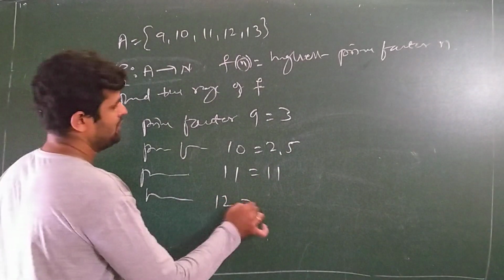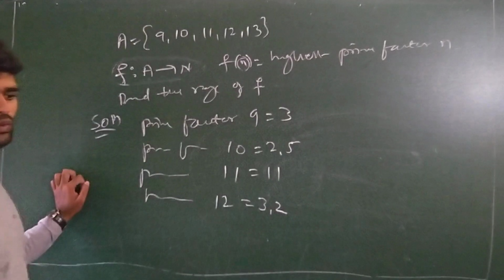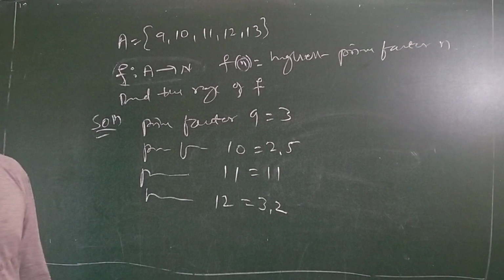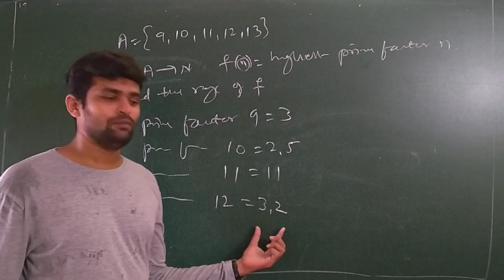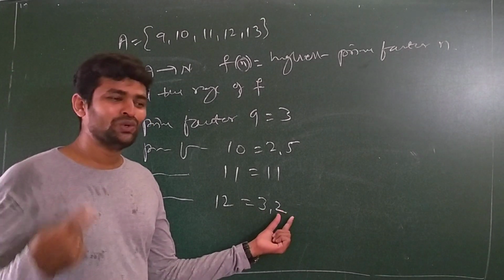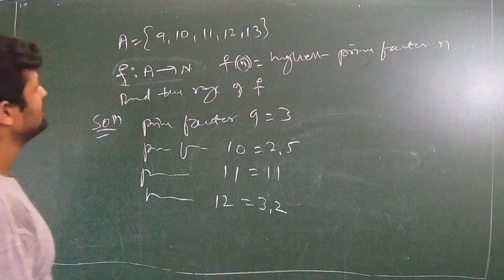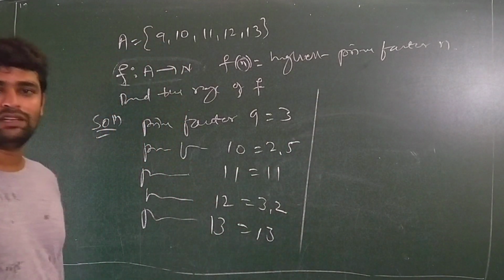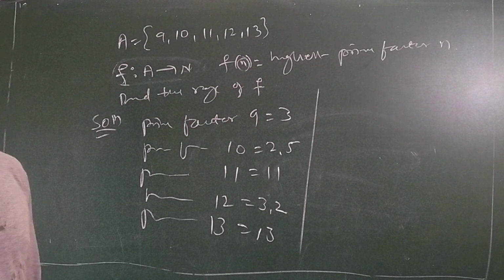Prime factors of 12: 2, 3, 3, 2. 4 is not a prime number. 3 into 2 into 2, 2 times, so you consider 1 time. These are all the prime factors. Then next, prime factors of 13: only 13. 11, 7, 13 are all divisible by 1 and itself, correct?